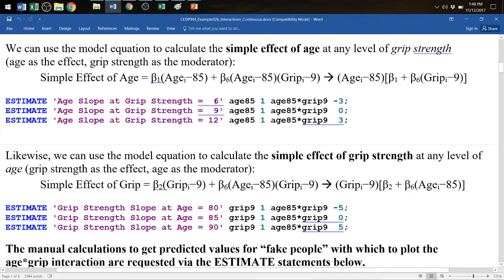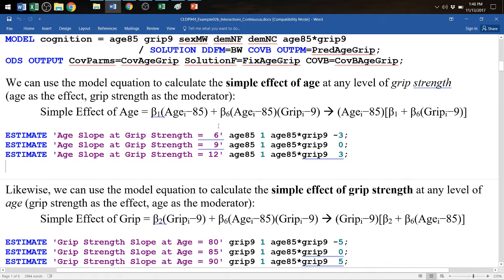So I have picked somewhat arbitrary values at which to request simple age slopes. They're roughly plus or minus 1 standard deviation around the mean. Because these are continuous variables, you could request it for any level of the other variable. So age 85 means all age slopes at a minimum start with the simple effect of age. And given that grip is the moderator here, I then talk about what the age slope would be for grip strength of the desired level. So in this case, I've centered grip strength at 9. I want to know what the age slope would be if grip strength was 6. So I put in a -3 here.